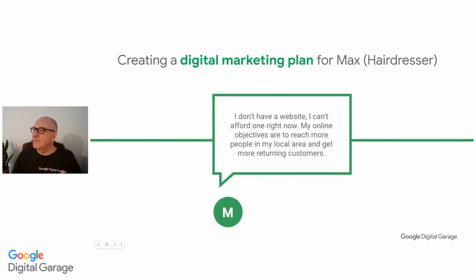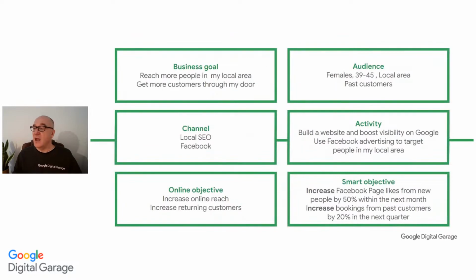So I don't have a website. I can't afford one right now. I want to reach more people in my local area and get more returning customers. So there you go. There's your 6-point plan, your business goal, the audience that you have. Again, getting this information out of your mind, getting it onto a template is really, really helpful because it's all in one place and you can start to plan accordingly.